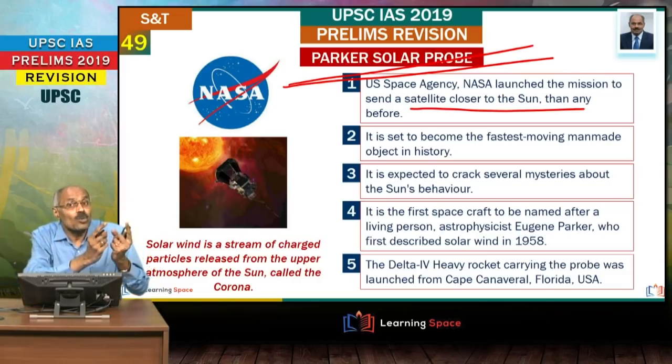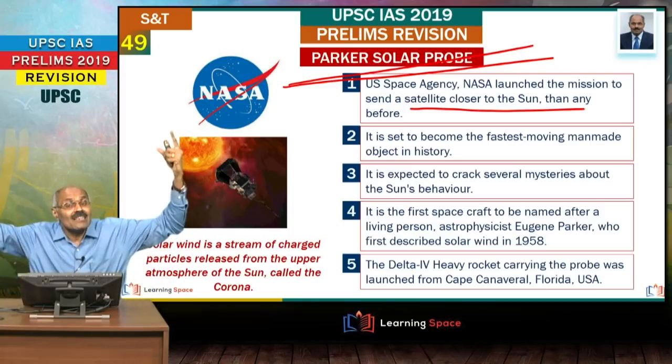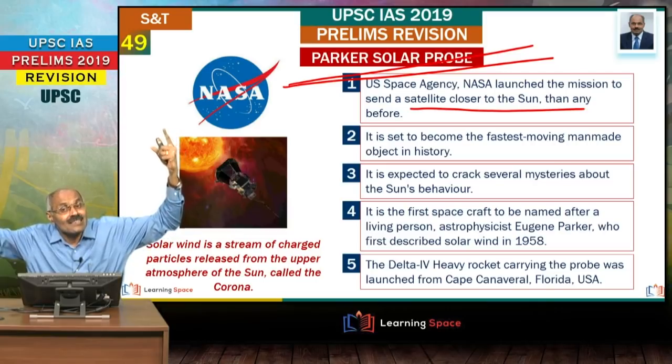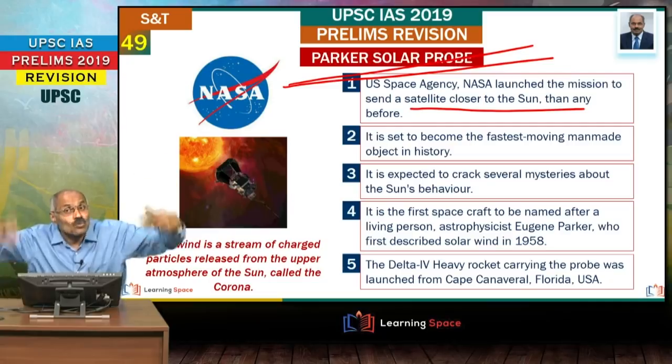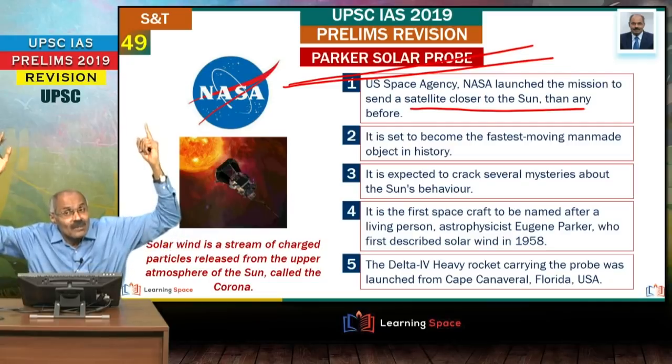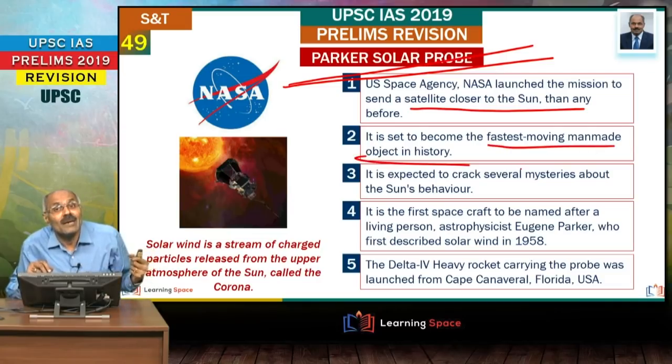When it goes closest to the Sun, the temperatures will be very, very high. It has to withstand around 1300 degrees centigrade. Friends, the most important aspect is the design of the heat shield to take care of such high temperatures, right? And it is going to become the fastest moving man-made object in history.